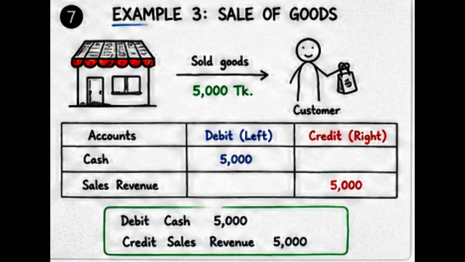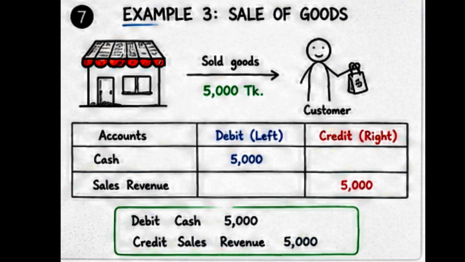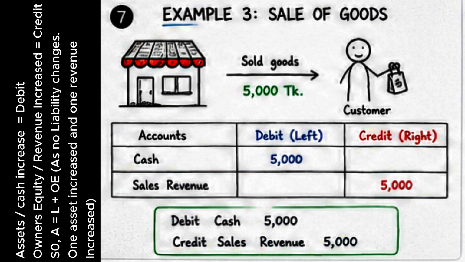Let's understand with the third example, which is the business sells goods for taka 5,000 cash. Here, when we sell something, we get cash. So cash increased. Sales revenue increased. We created a revenue. Here, cash is an asset and revenue is an income. So the journal entry will be debit cash and credit sales revenue. If we go to the accounting equation again, we can see an asset increase of 5,000 and revenue or owner's equity increased by 5,000. So the equation is leveled again.